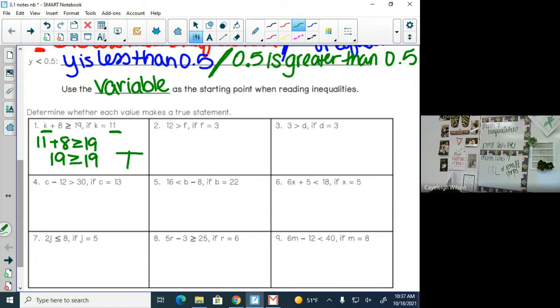All right, well, hold on, don't work ahead. All right, number 2. 12 is greater than F if F equals 3. So I'm going to take that 3 and put it in for F. So 12 is greater than 3. Is that true? Yes, so this one's true.